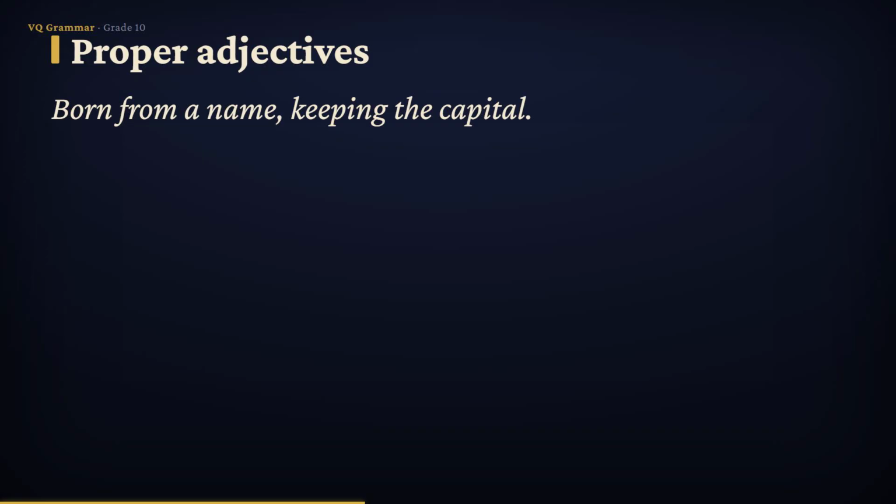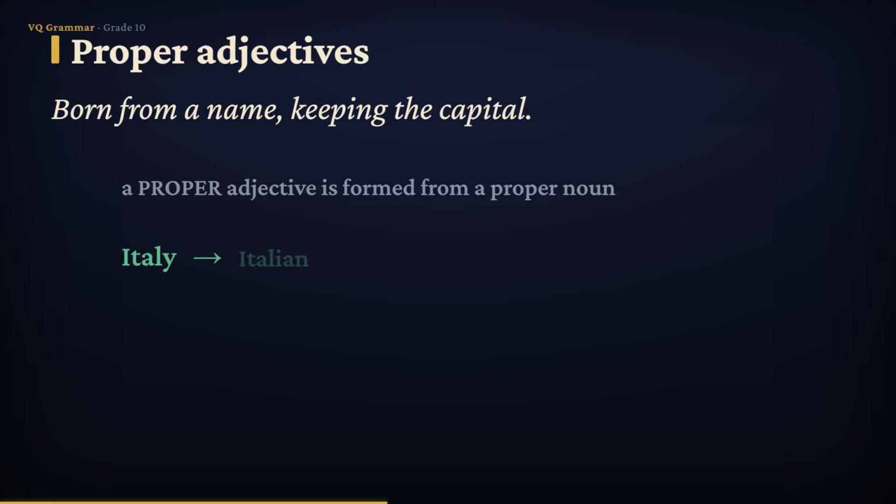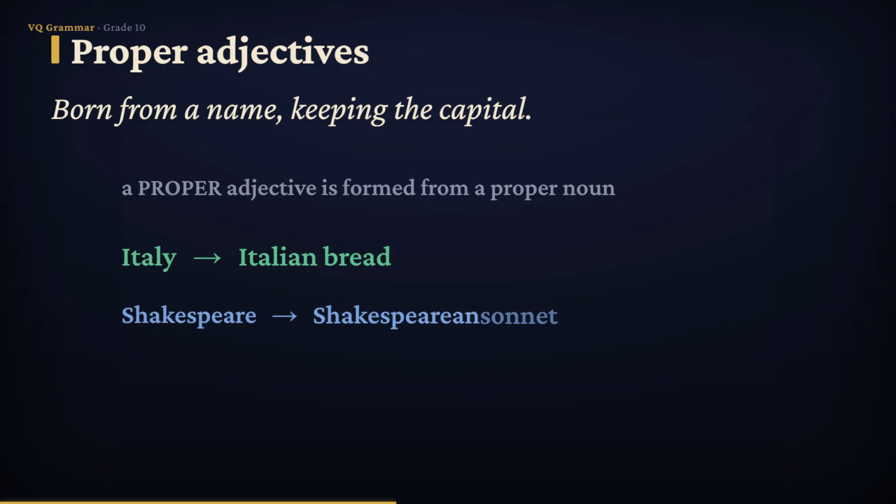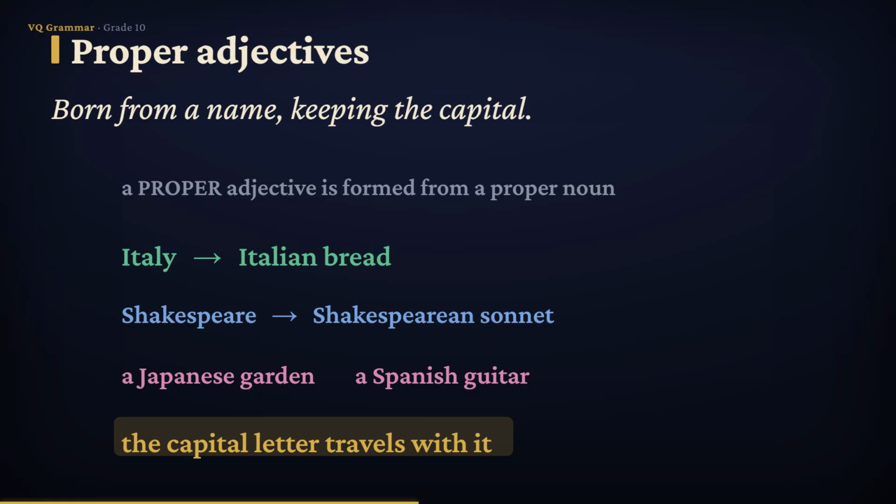Some adjectives get a capital letter, and here is why. A proper adjective is formed from a proper noun. Take the country Italy. That's a proper noun. Turn it into a describing word and you get Italian bread. Take the playwright Shakespeare and you get a Shakespearean sonnet. Now notice what came along for the ride. A Japanese garden, a Spanish guitar, a Norwegian sweater. The proper noun changed its shape, but it kept its capital letter. So whenever a describing word grew out of a name, capitalize it.